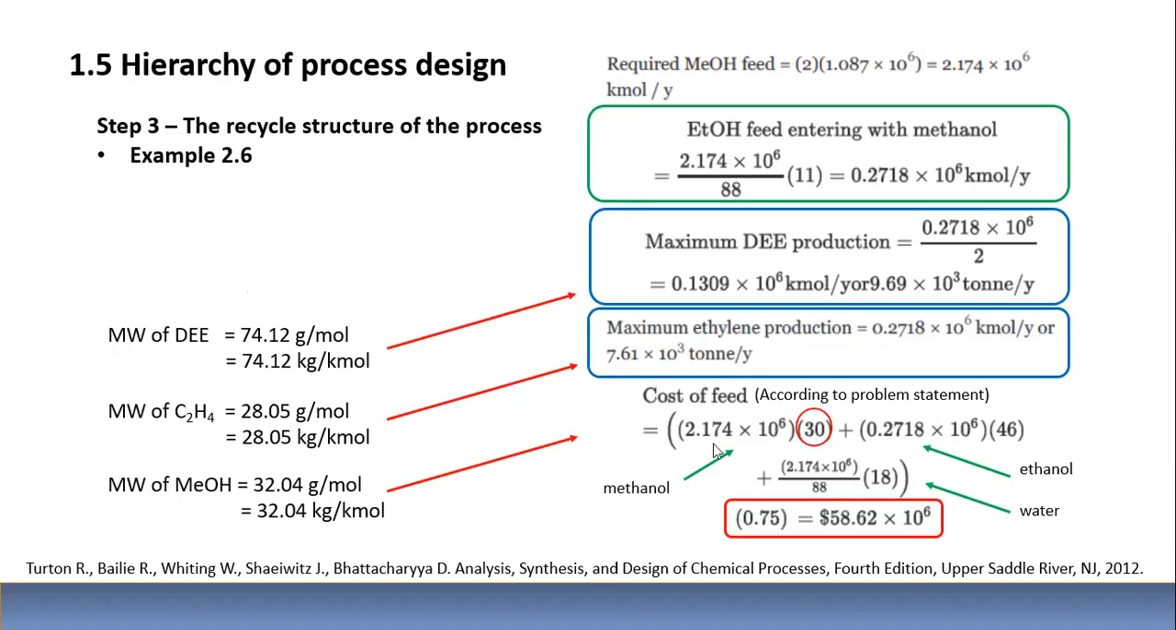So we can get a number, the total amount of methanol times the molecular weight, ethanol times the molecular weight, and water, times 0.75, and that came to be 58.62 times 10 to the 6 million dollars. So, yeah, this is what it will cost per year of these reactants, methanol, ethanol, and water.